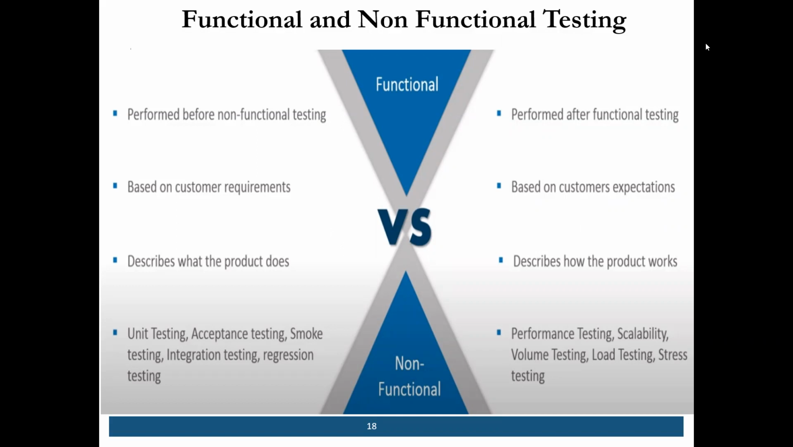One thing can we share, ma'am? I think functional testing we can do both ways, manual and automated, and non-functional we can do with only automatic testing. Correct. This is the perfect difference between functional and non-functional. Non-functional we cannot do manually. We need some tool to perform non-functional testing, like performance testing, scalability, volume. These testing cannot be done manually. We need some tool. Correct.